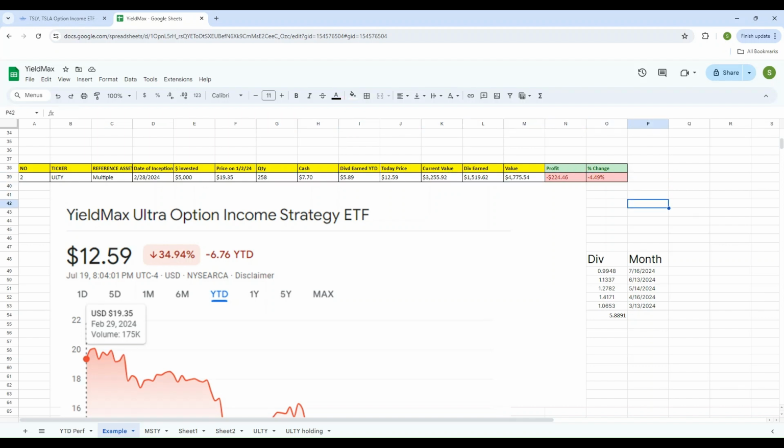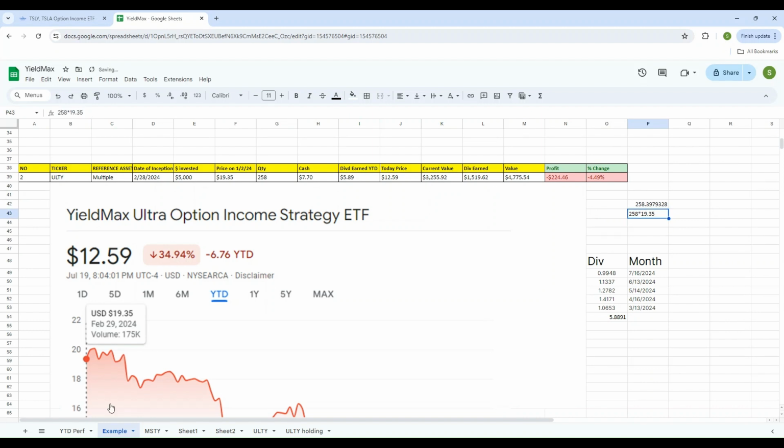So let's do $5,000 cash I have. I paid $19.35 each, so I can buy 258.39 shares. Since I'm not dealing with fractions, I just bought 258. So if I do that, 258 multiplied by 19.35. Oh, sorry about that. Let me just do this. I think I should put the formula over here. It's $4,992, so from the $5,000 I invested.